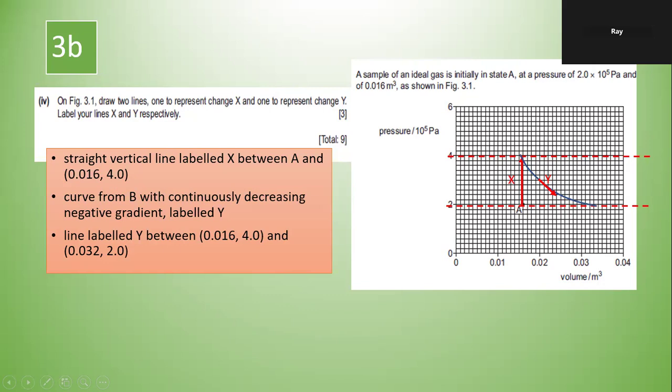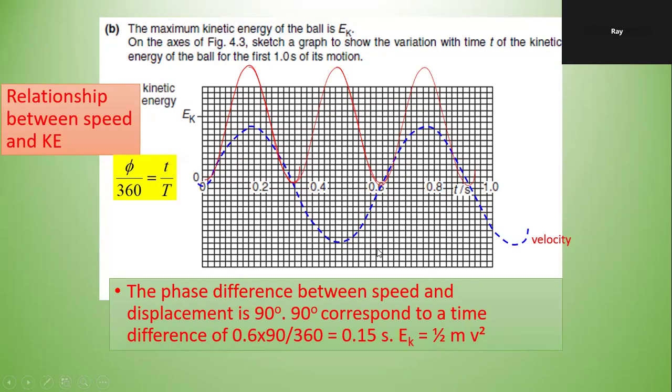Any comment? Okay. This one is just to review with you. This is the kinetic energy graph of simple harmonic motion, the kinetic energy graph of the oscillation of the oscillator. Then you just square the positive one, you get positive. Square the negative one, you get positive also.